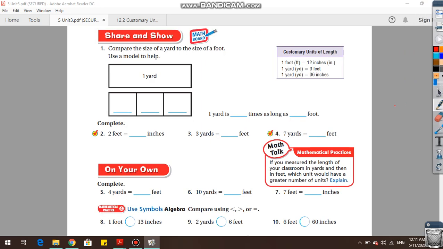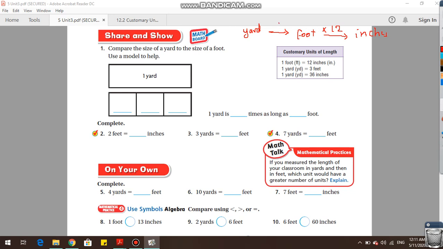Now let's move on to the next page. We explained, guys, that 1 foot equals 12 inches. So foot, and I have it here, inches. So if I want to convert from foot to inches, I'm gonna multiply by 12. Okay, do we have another unit greater than foot? Yes, I have yard.